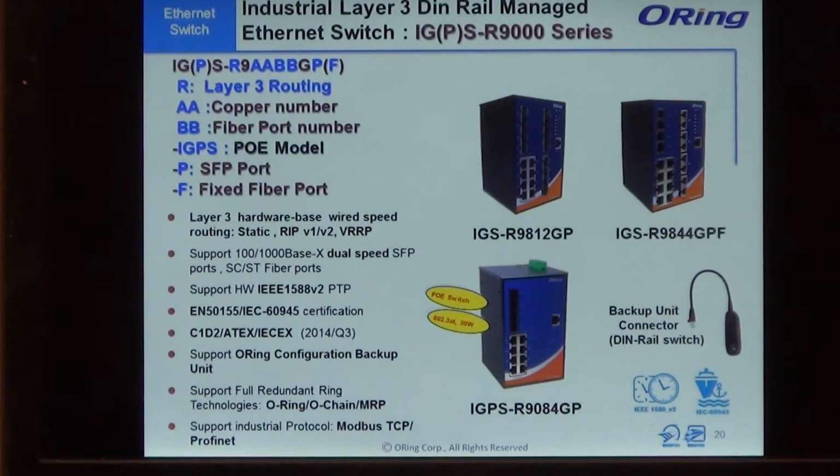Orange now has 3 new models of DIN rail layer 3 managed Ethernet switch, and one of them supports the PoE function up to 30 watt power output, and the other 2 have up to 8 ports of Ethernet ports and 4 SFP ports. The routing protocols also supported here are RIP version 1 and version 2, and also VRRP. Certification passed here is rolling stock, marine, and C1D2.